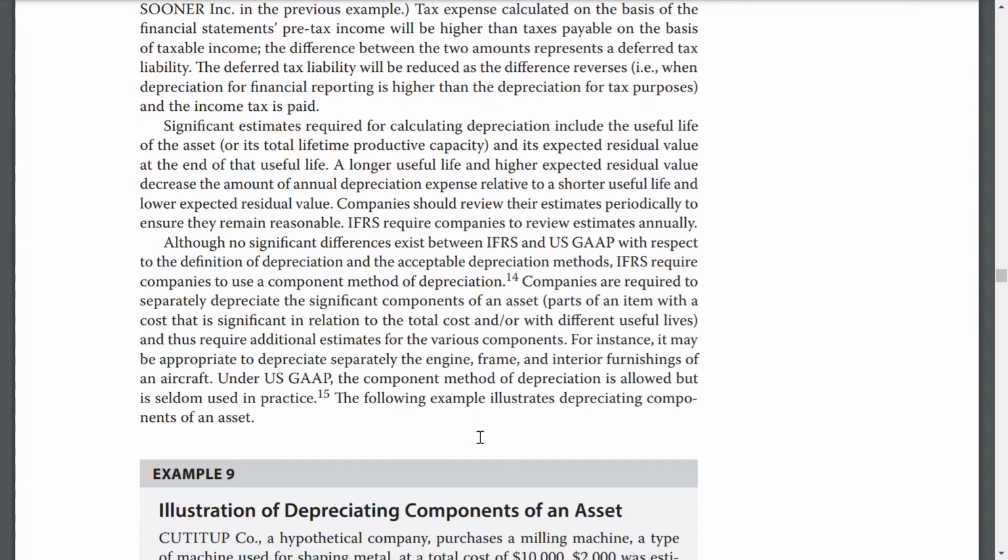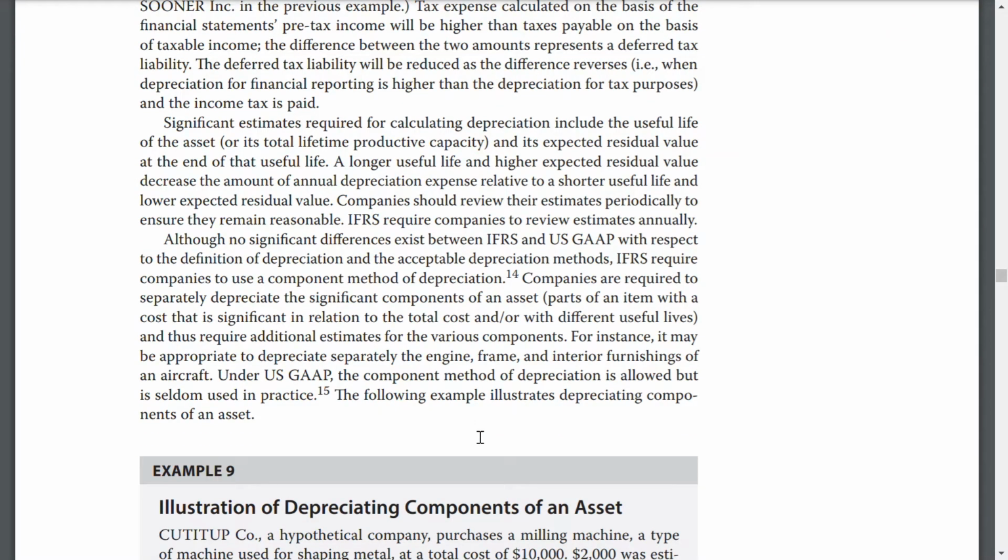Although no significant differences exist between IFRS and US GAAP with respect to the definition of depreciation and acceptable depreciation methods, IFRS requires companies to use a component method of depreciation. Companies are required to separately depreciate the significant components of an asset, and thus require additional estimates for the various components. For instance, it may be appropriate to depreciate separately the engine, the frame, and the interior furnishing of an aircraft. Under US GAAP, the component method of depreciation is allowed but seldom used in practice.